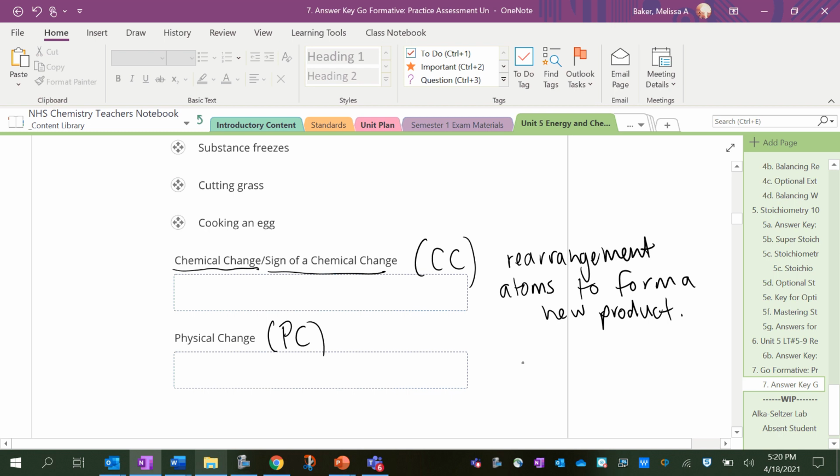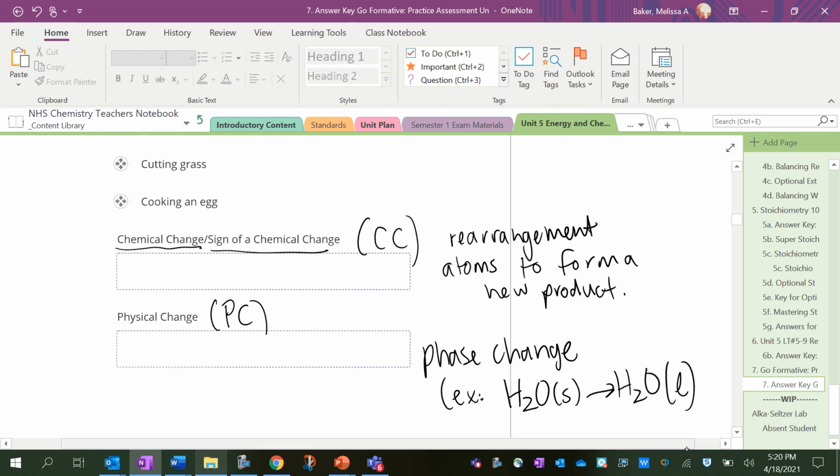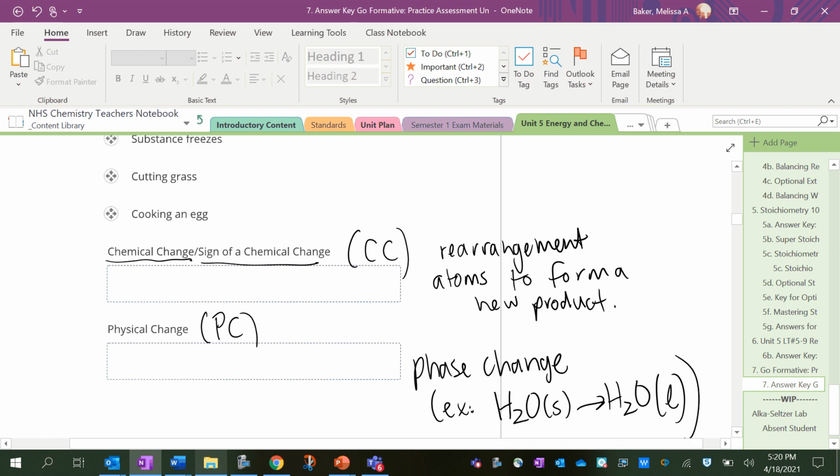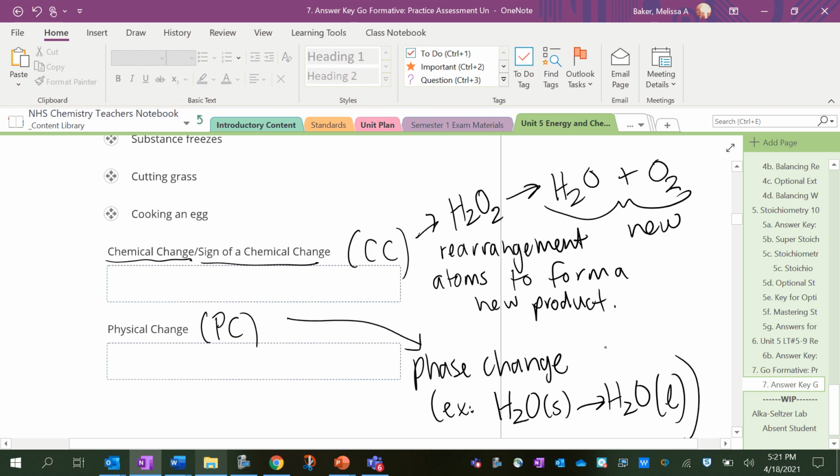Versus a physical change is simply often a phase change. Example, H2O, ice, solid, melting into H2O, liquid. See, the atoms are not rearranged. They're not forming a new product. Versus like up here, maybe we have the decomposition of hydrogen peroxide forming H2O and O2. These are new things. So that's the big difference between a chemical change and a physical change.